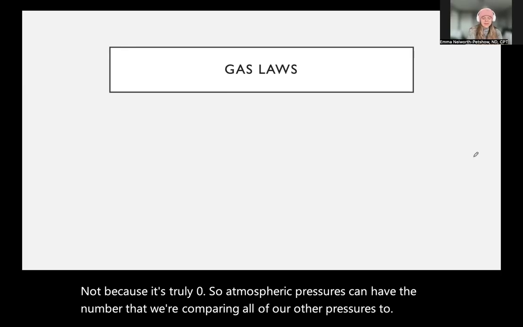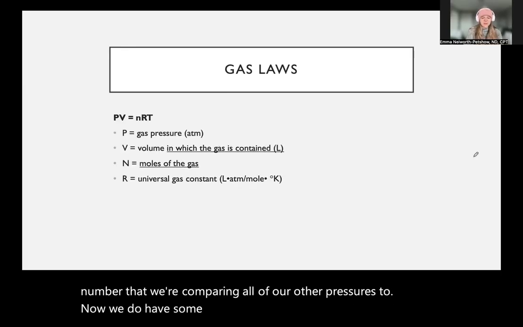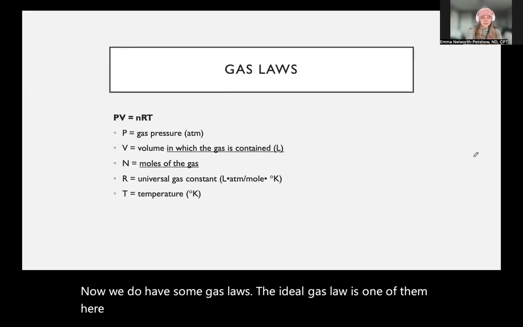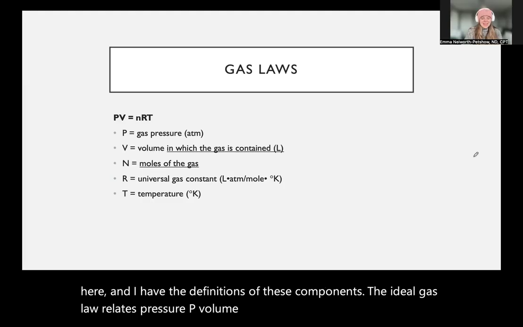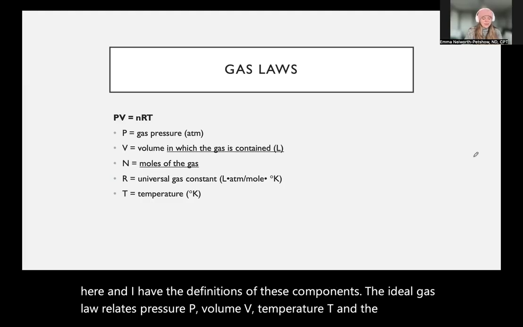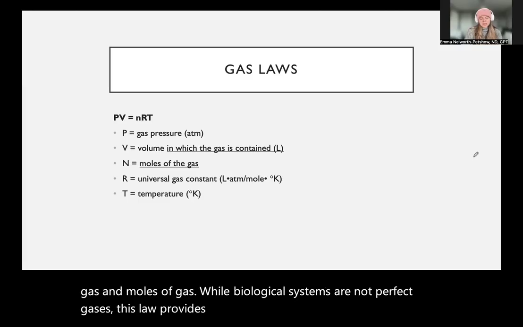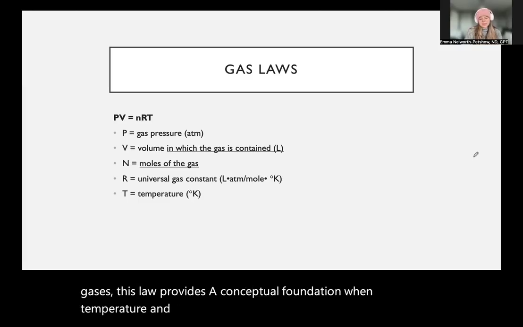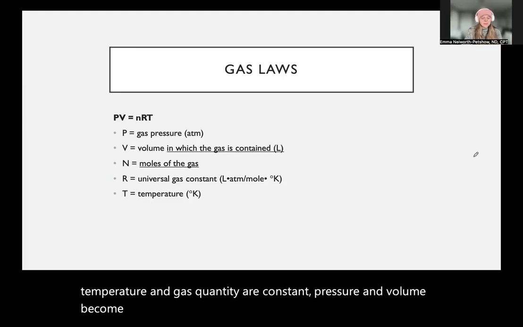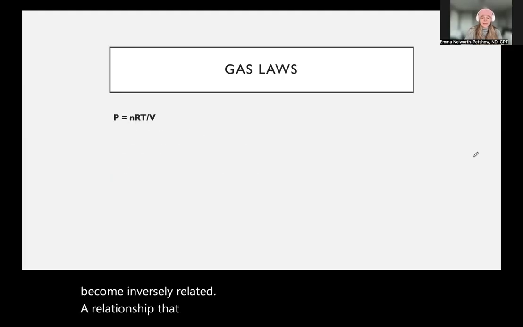Now, we do have some gas laws. The ideal gas law is one of them here, and I have the definitions of these components. The ideal gas law relates pressure, P, volume, V, temperature, T, and the amount of gas, n, moles of gas. While biological systems are not perfect gases, this law provides a conceptual foundation. When temperature and gas quantity are constant, pressure and volume become inversely related, a relationship that directly explains ventilation mechanics.